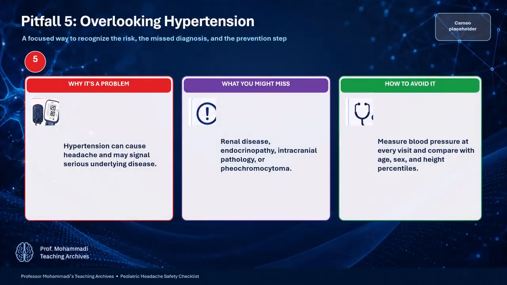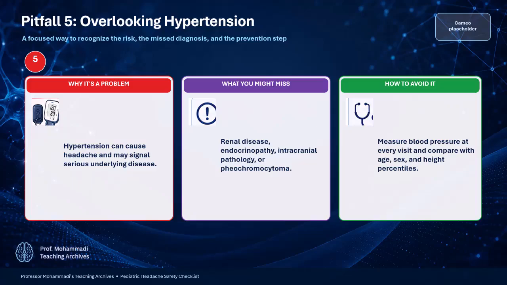Another easily missed issue is hypertension. Blood pressure measurement is simple, fast, and highly informative, yet it may be overlooked during headache assessment. In children, hypertension can itself cause headache, but it may also signal an underlying renal, endocrine, intracranial, or other systemic disorder. Importantly, pediatric blood pressure should not be interpreted using adult thresholds alone. It must be compared with age, sex, and height percentiles. For this reason, blood pressure should be measured at every visit in a child presenting with headache. If elevated blood pressure is confirmed, the clinician should consider secondary causes and manage or refer the child appropriately.